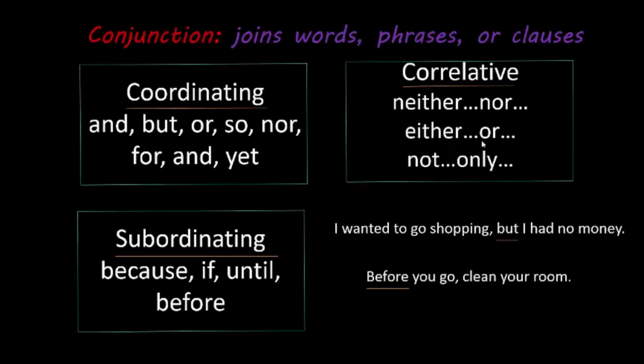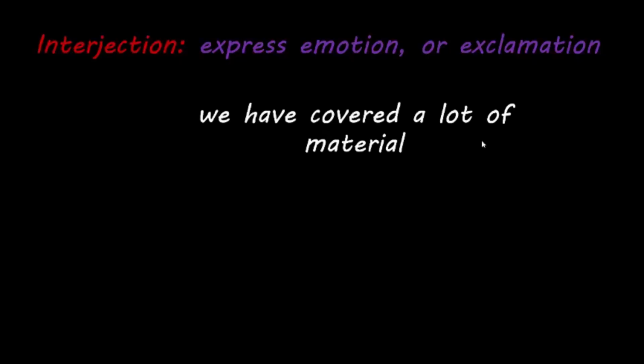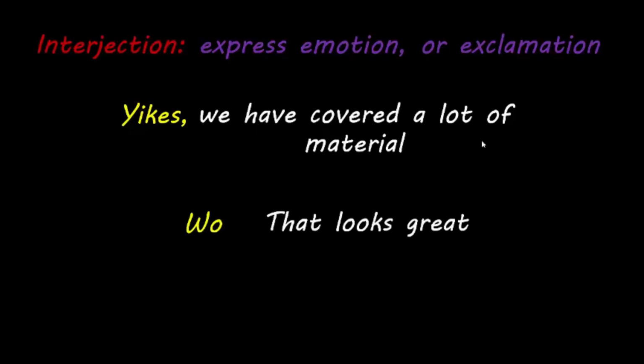Next, let's move on to interjections. Interjections express emotion or exclamation. So let's go over 2 examples. So let's say I have the following sentence. We have covered a lot of material. You have a perfectly good sentence here, but if I wanted to add an interjection, I could say, yikes, we have covered a lot of material. Or if I was to write, that looks great, I could say, wow, that looks great. So I am putting in an emotion or exclamation, which is my interjection. And those are yikes and wow.